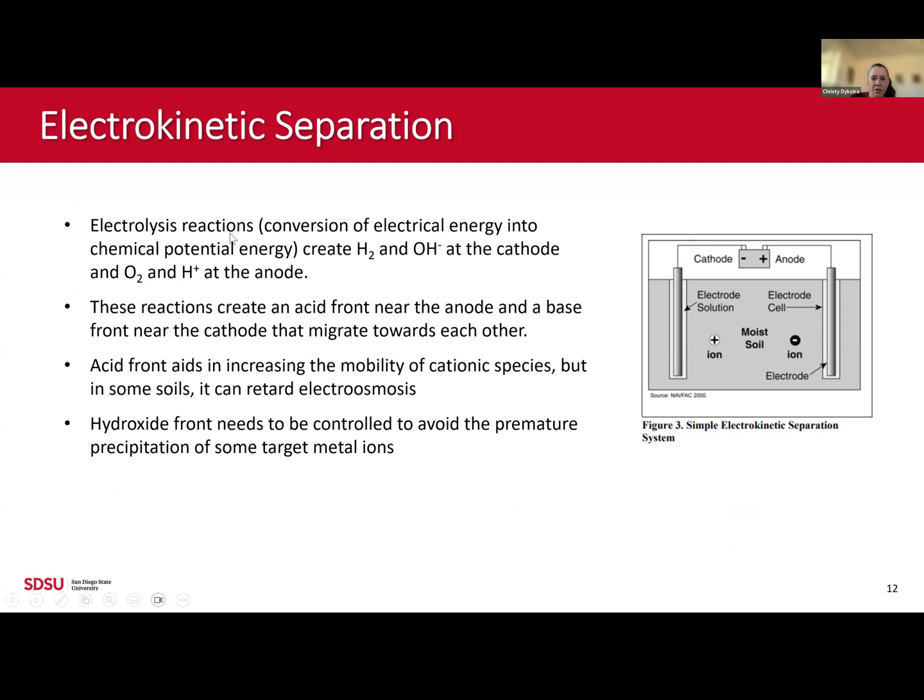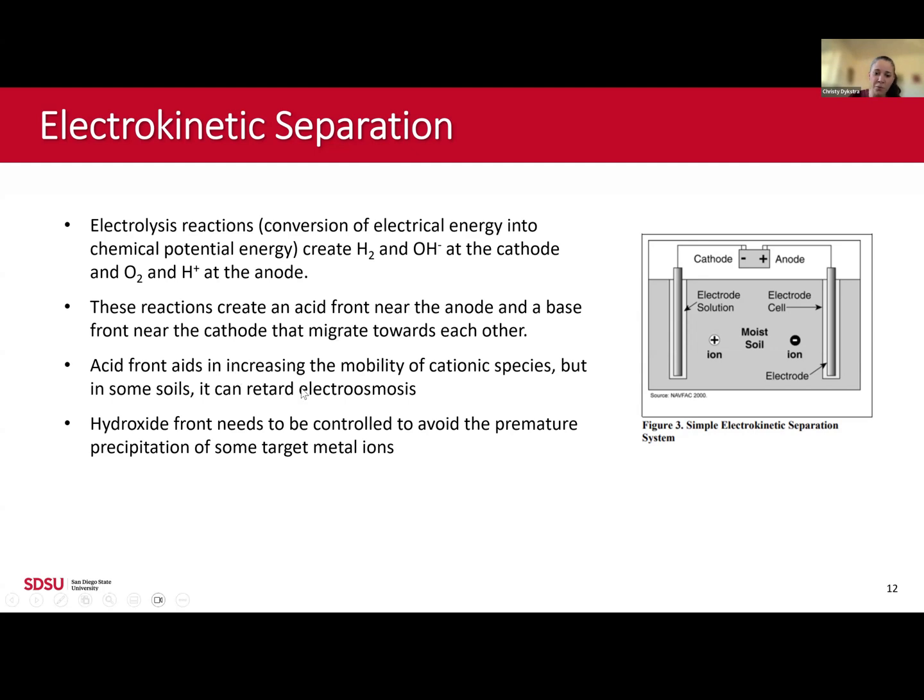So these electrolysis reactions do create hydrogen and OH minus at the cathode, and they create oxygen and protons at the anode. So we have to be a little bit cognizant of that. We don't want to be creating a whole bunch of oxygen and hydrogen and then have some sort of a spark that creates an explosion. So we have to be very careful of that. They also can create acids near the anode and base near the cathode, and those are going to kind of migrate towards each other.